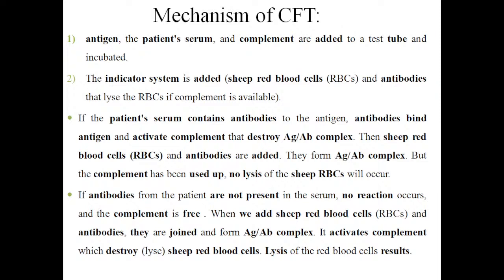Its mechanism. Firstly, in the first stage, antigen, then patient serum and complement are added to a test tube and incubated. And then the indicator system is added. It's sheep red blood cells and antibodies that lyse sheep red blood cells if complement is available. What happens in the tube?